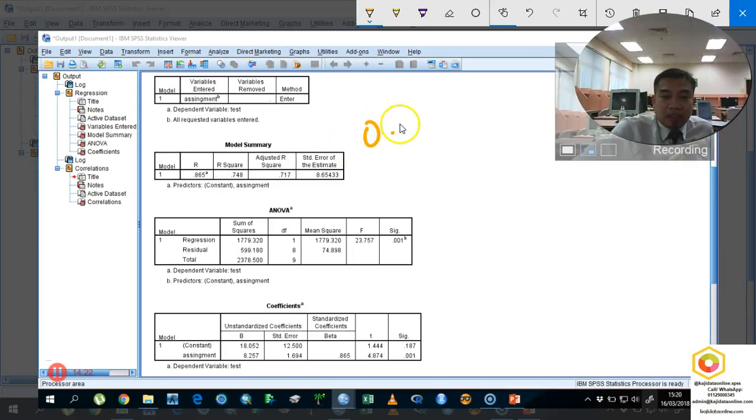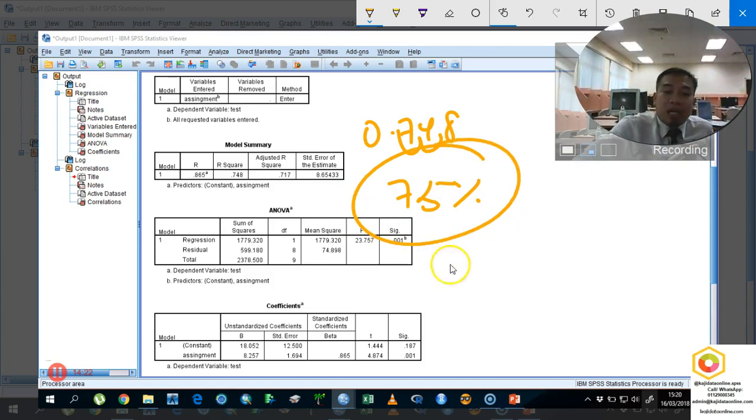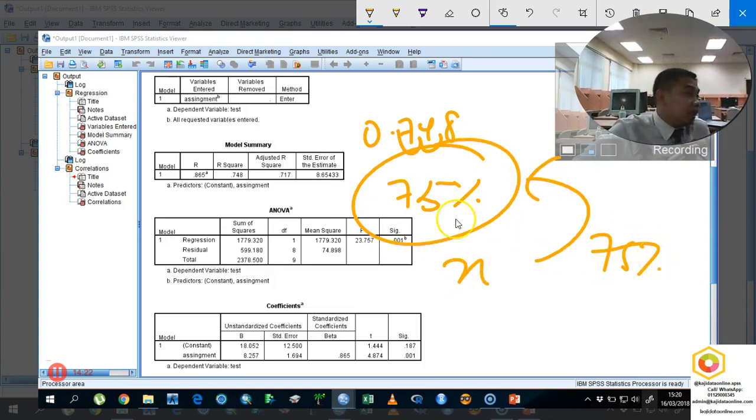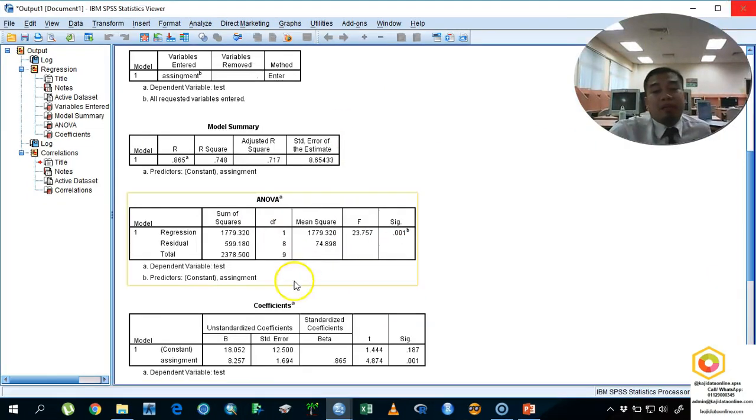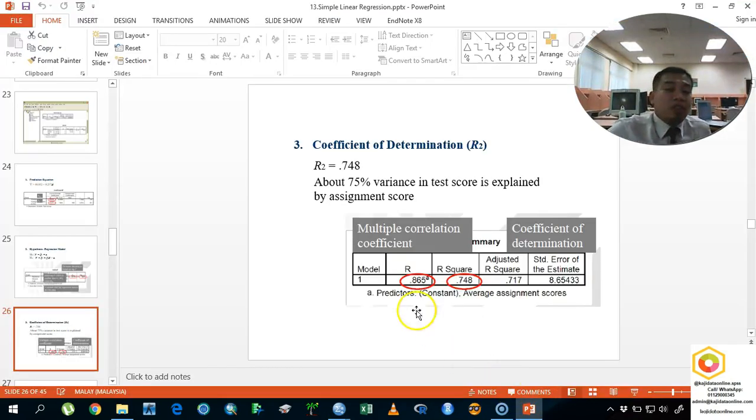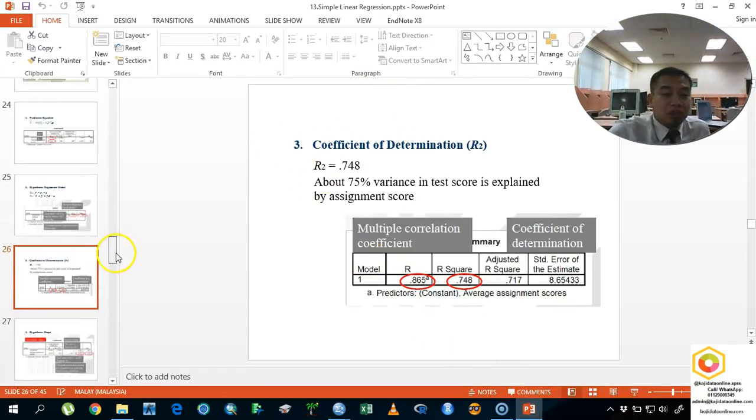0.748. You multiply by 100, you get around 75%. So that means our X can predict Y with 75% explained variance. So that means it is kind of huge, big. That means X is one of the big factors to know what Y you are going to get. Okay, that is the explanation for the coefficient of determination, which is the R square.